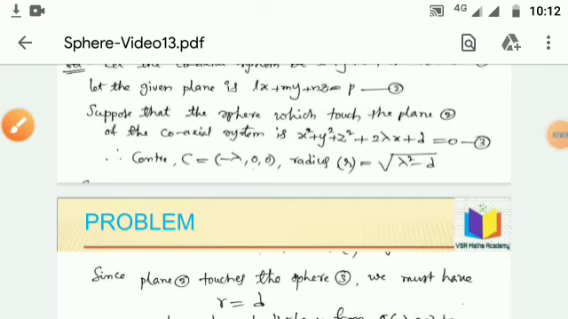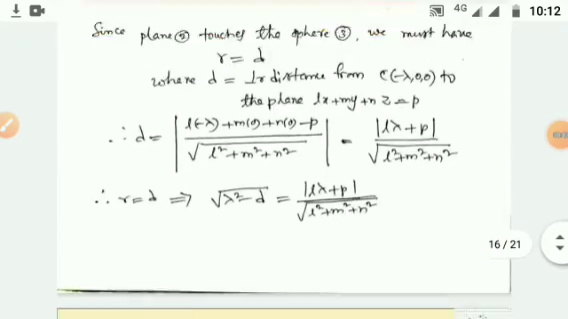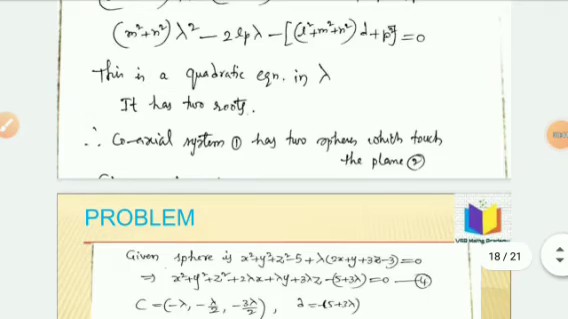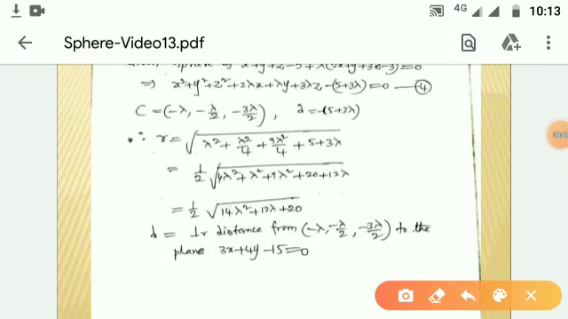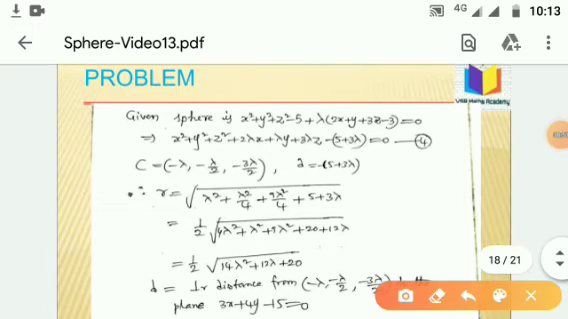So it is proved that if you are given a coaxial system and a plane, we can find in general two members of the coaxial system so that they are touching the given plane. It is proved in general. Therefore now let us go to the problem. So this is the coaxial system given in the problem.